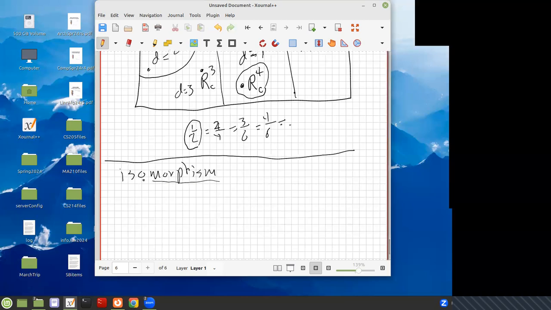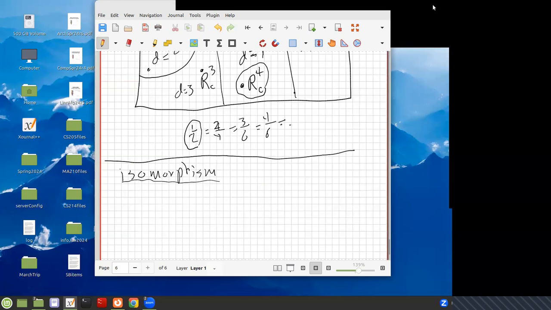There's a section of the text on this that expands on this and goes over this in more detail. Let me stop the recording.